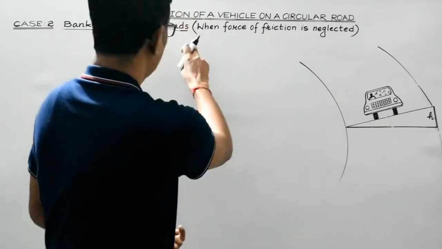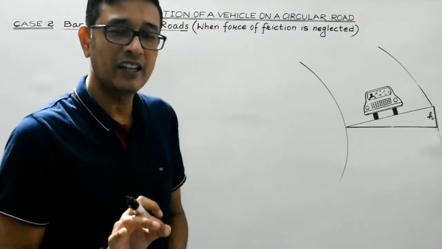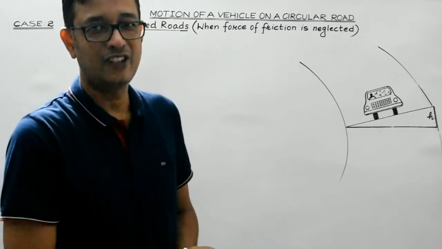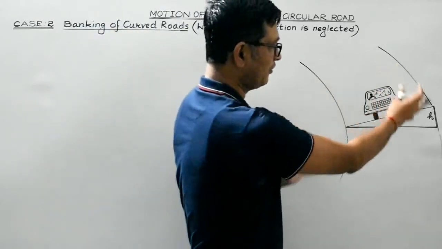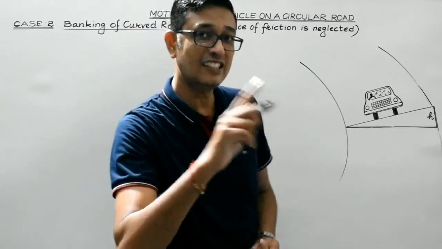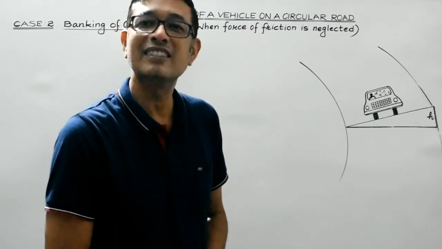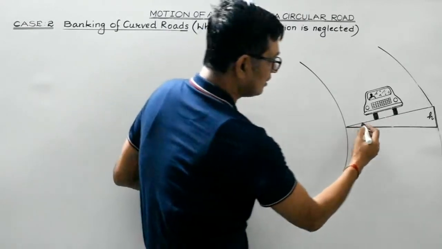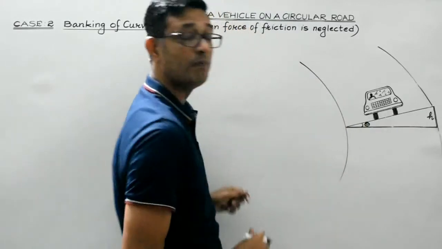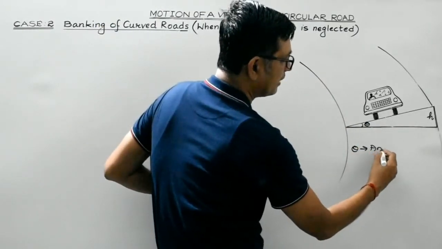So in the case when we are considering banking of curved road, in this sub case we will consider the force of friction to be negligible, right? So this is a vehicle. Here I have tried to draw a car. In the previous case I have tried to draw a van, and this is a car. Suppose its mass is m, right? This is angle theta. It is known as angle of banking. Theta is known as angle of banking.